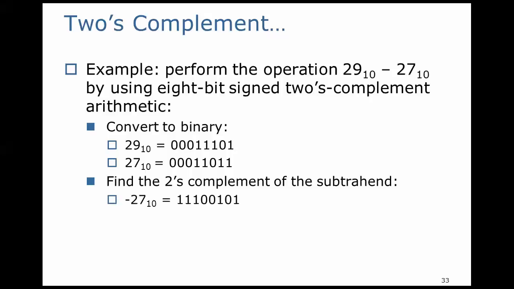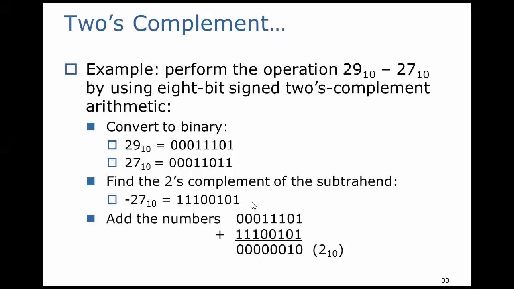So minus 27. Remember, all we're going to do is copy everything down until we arrive at the first 1, which happens to be the least significant bit here, and then flip all the remaining bits, and that's what we've done. Then finally we add the two numbers: 29 base 10 in binary and the twos complement of 27 base 10. When we do that, we arrive at 10 base 2, which is 2 base 10, which is our answer.